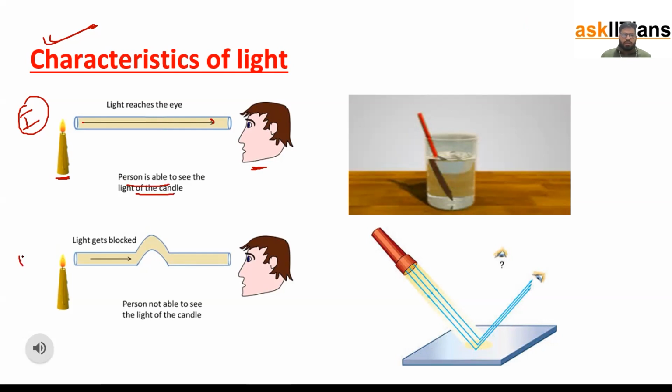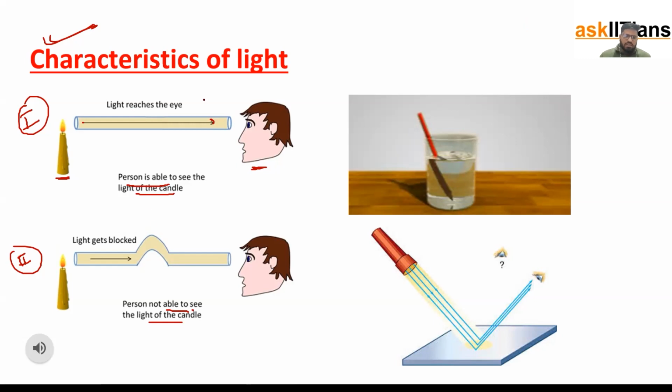Now what is happening in the second case? The shape of the pipe has been changed. It is not a straight pipe basically. It is curved at the center. The same light is now coming from the candle, but now the person is not able to see it. So what is the basic change we have done? We have just changed the shape of the pipe. Yes or no?